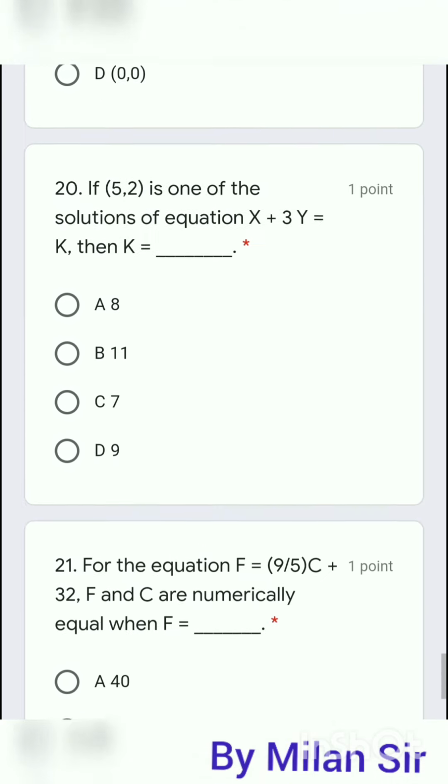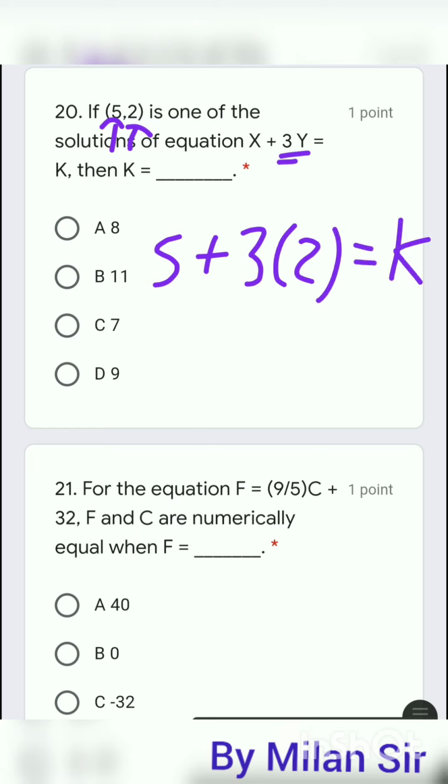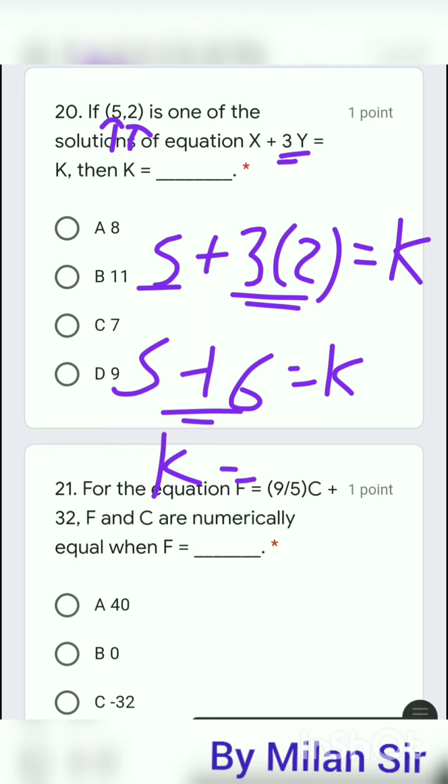Then next is question number 20. If (5, 2) is one of the solutions of the equation x + 3y = k, then k is equal to. Now here it is given that this is the solution, so a solution always satisfies the equation. So put the value of x = 5 and y = 2. So here x + 3y, in place of x put 5 and in place of y put 2, is equal to k. Now 3 twos are 6, so 5 + 6 = k. So k = 6 + 5 = 11. So here our answer is option B, 11.